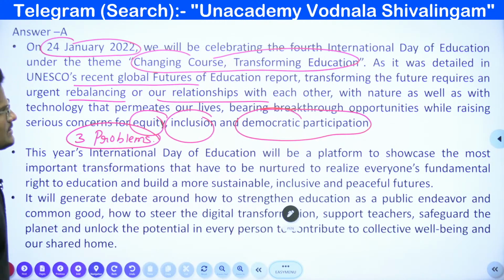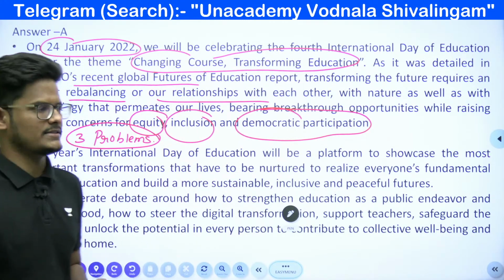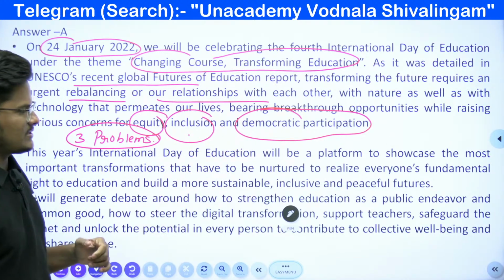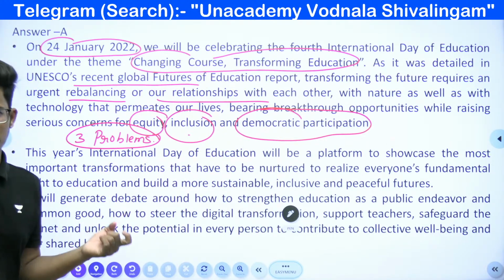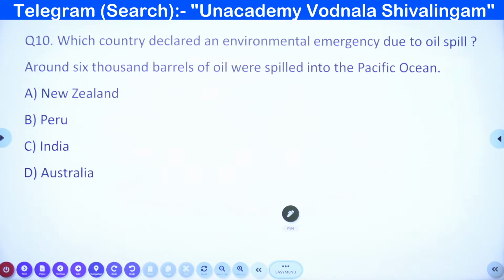Total all over the world. This UNESCO report is saying these are the 3 challenges or concerns of the education sector all over the world. Equity, inclusion, democratic participation, meaning giving equal opportunities to all to pursue education. Right. Next.